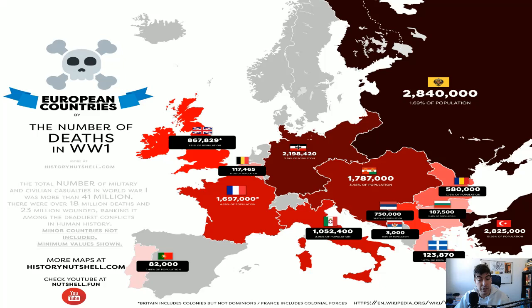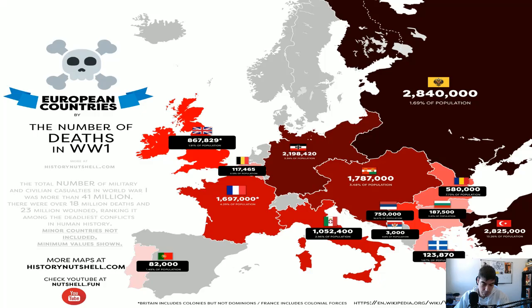As you can see there, the total number of military and civilian casualties in World War I was more than 41 million. This is a huge number. In all the previous wars in history, there were never such a high number of deaths, but they were surpassed in World War II. But we will study that in later units.